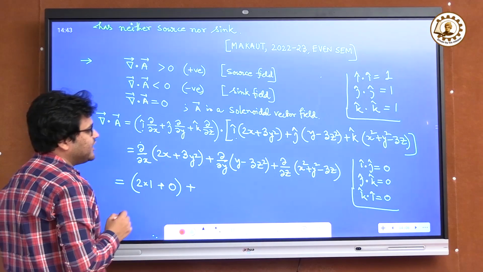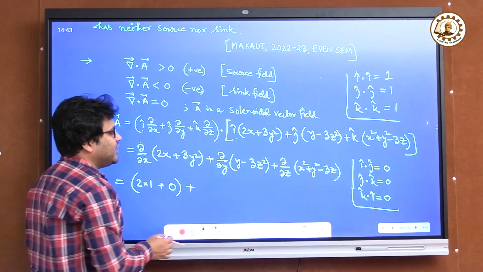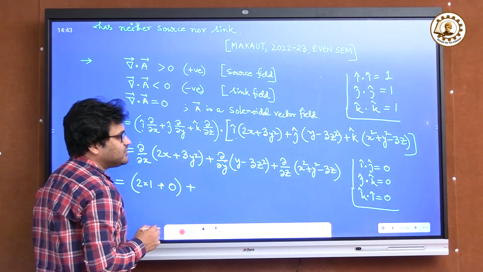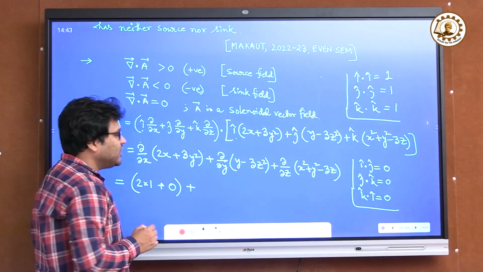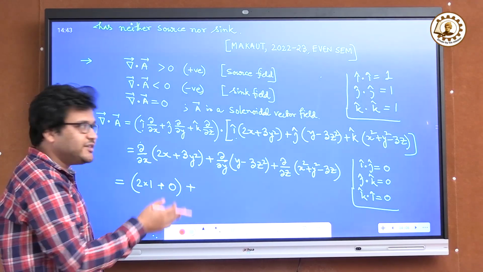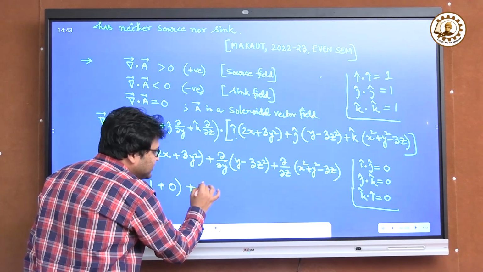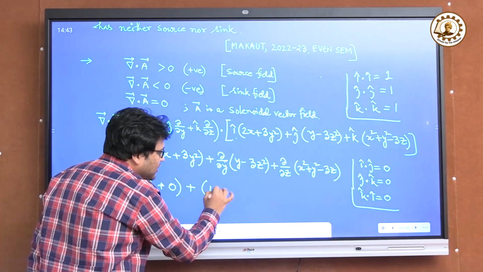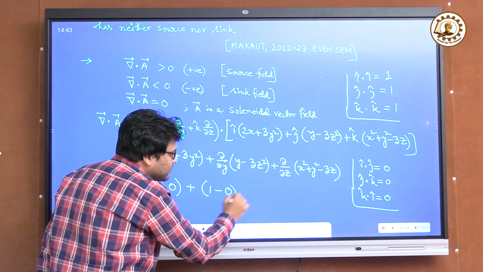Plus, what about the second term? We have partial derivative with respect to y, and within this bracket we have y minus 3z squared. As we all know that we are taking here partial derivative, apart from y, all the other quantities like x and z are taken to be constant. So only this term will survive. That means we have here 1 minus 3z squared. There is no y, so it simply becomes 0.